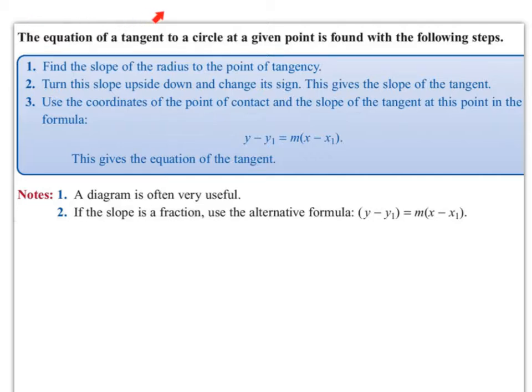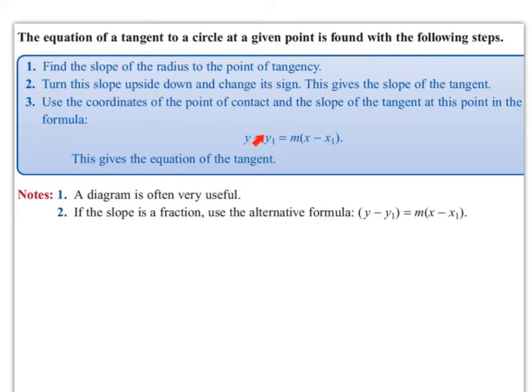The equation of a tangent to a circle at a given point is found with the following steps. Number 1. Find the slope of the radius to the point of tangency. 2. Turn the slope upside down and change its sign. This gives the slope of the tangent. 3. Use the coordinates of the point of contact and the slope of the tangent at this point in the formula y minus y1 equals m times x minus x1. This gives the equation of the tangent.